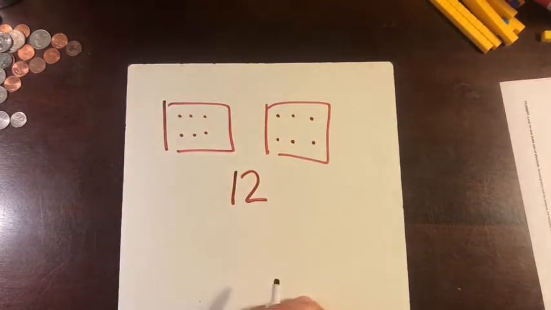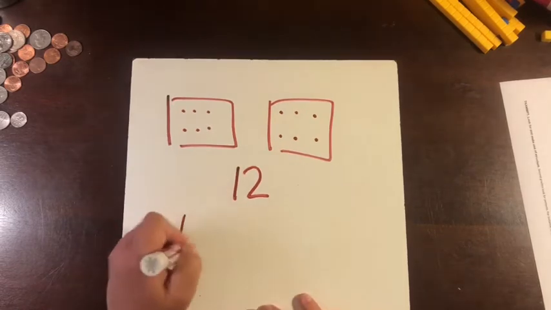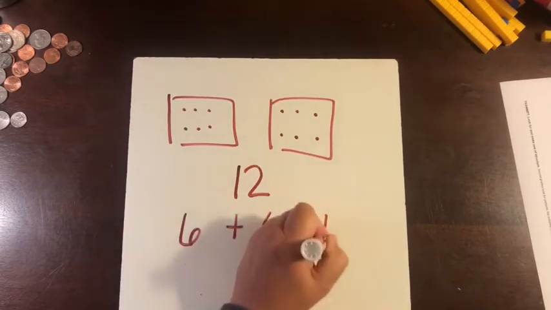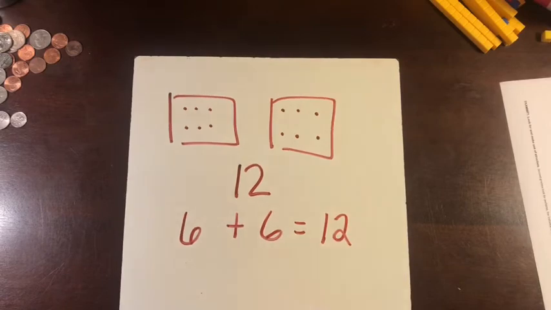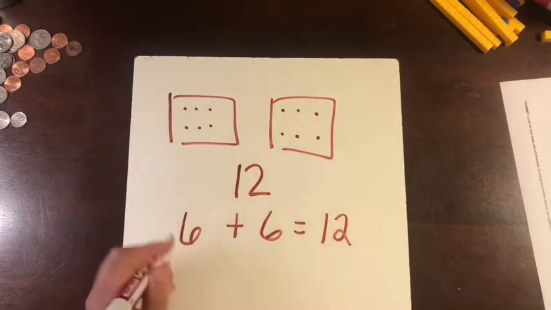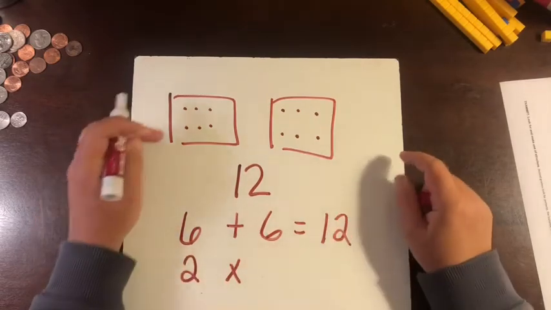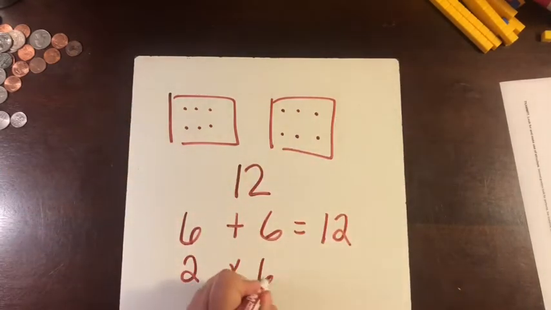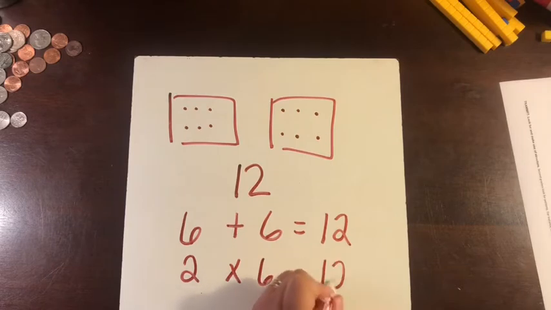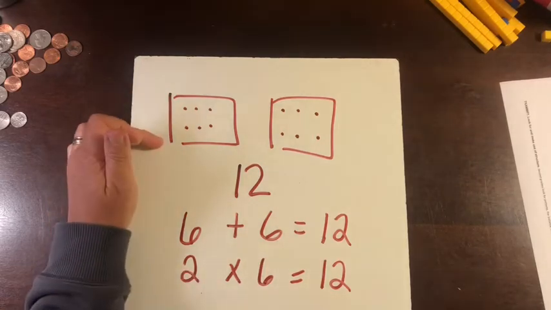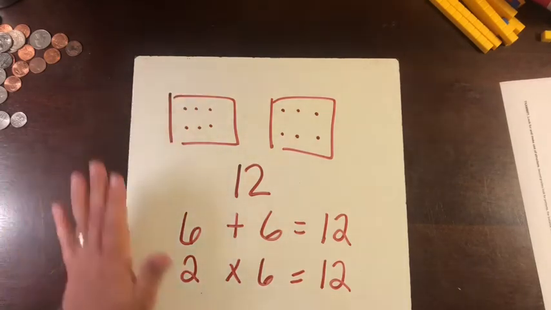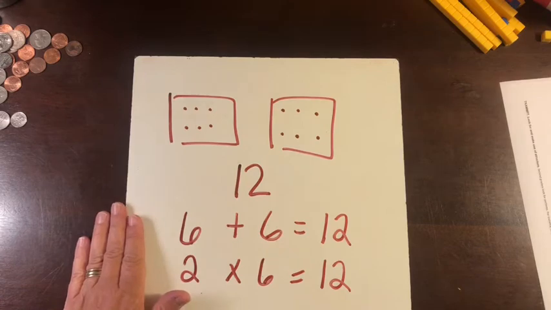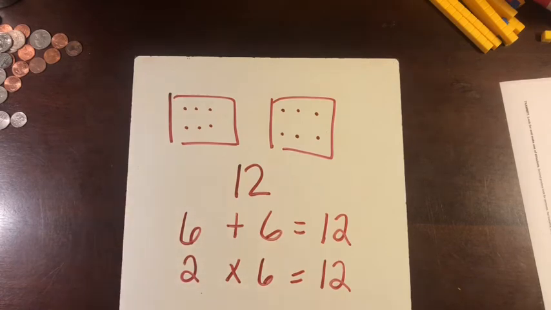And what would be my number model for the addition number model? 6 plus 6 equals 12. And what would be my multiplication number model? How many tanks do I have? 2. How many are in each tank? 6. Good job. All right, so now you understand why Ms. Foster was making sure that you understand your rows and how many are in each row, because it was setting us up for multiplication. All right, let's try another one.